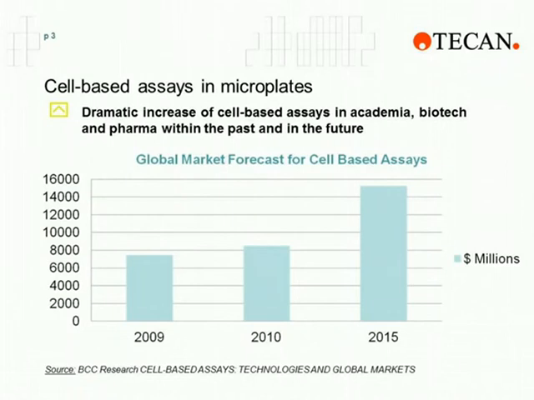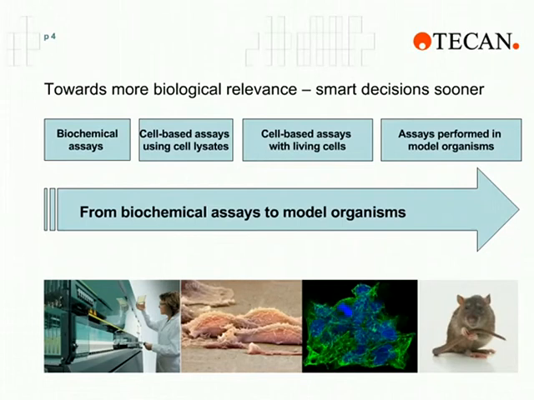So stepping in, why are cell-based assays actually on the rise? We have a resource showing that from 2009 up to 2015, it seems like a doubling, where the basic issue is that an increase in the market will be in academia, biotech, as well as pharma. And we can see that also in pharma, where usually biological screens are done, cell-based assays are on the rise because obviously they give more information content. Obviously, towards more biological relevance, you get smart decisions sooner.